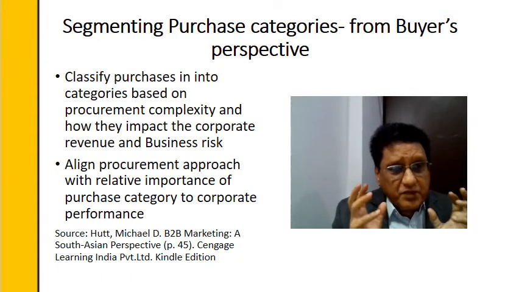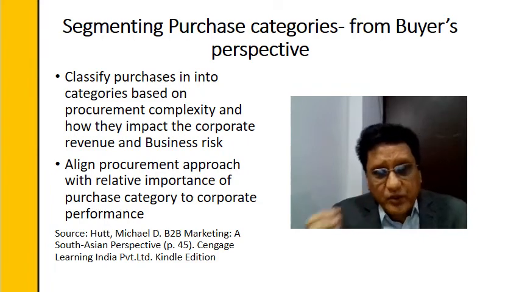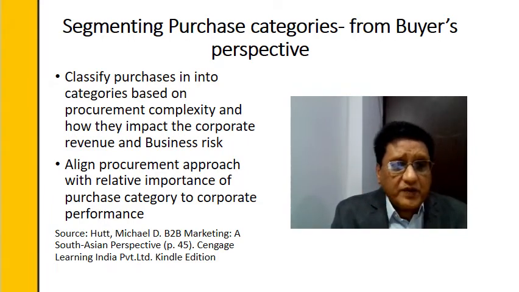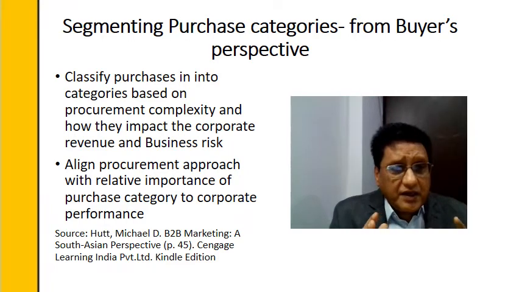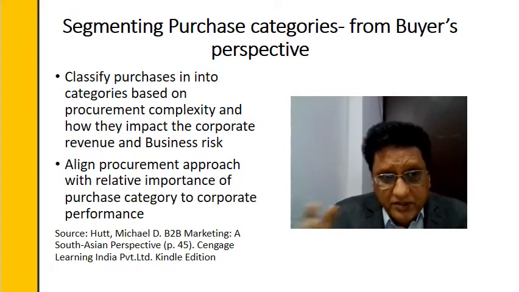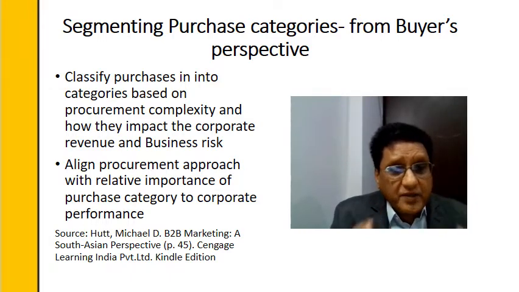So the buying companies classify purchases into two categories: based upon procurement complexity, and how it will impact the corporate revenue and the business risk. After that, they align the procurement process with the importance of the purchase category. If the purchase category is very important for the performance of the company, then the procurement approach is entirely different. Strategic priorities are attached to high impact purchases.